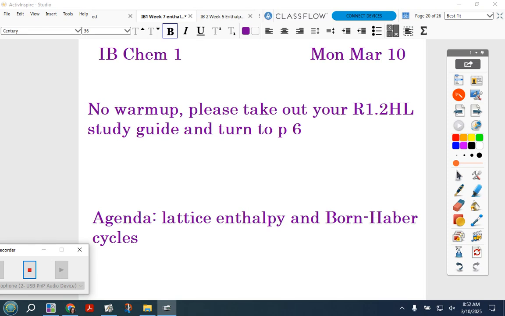So we have been talking about these enthalpy cycles, using Hess's law to find different enthalpies of things that we can't empirically measure. And we've learned about a bunch of different ways to do that, with bond enthalpies, with enthalpies of formation, enthalpies of combustion. We have one more that you need to learn, and it has to do with ionic compounds.